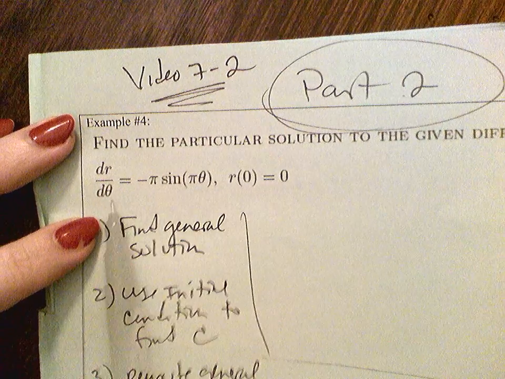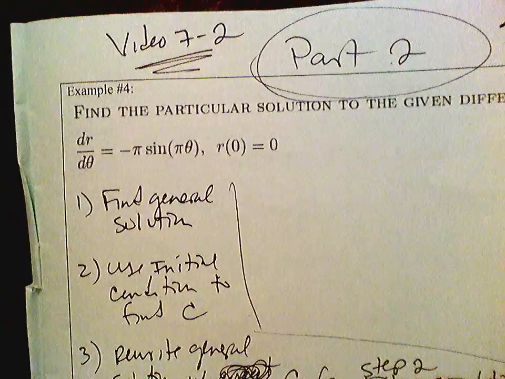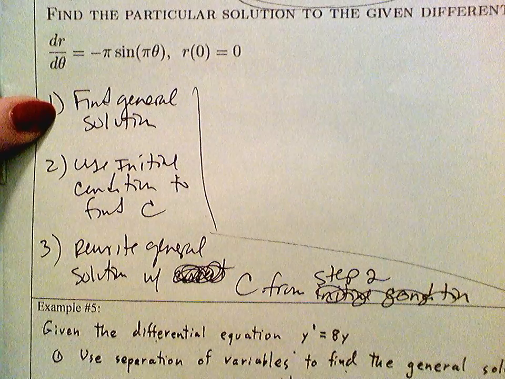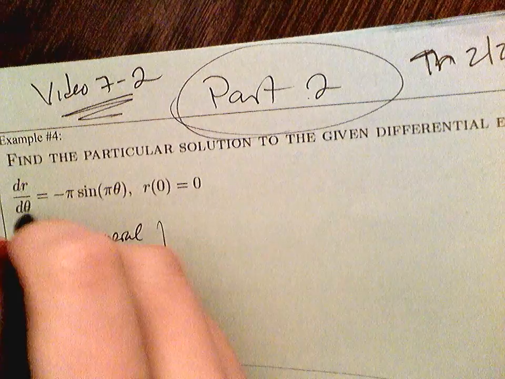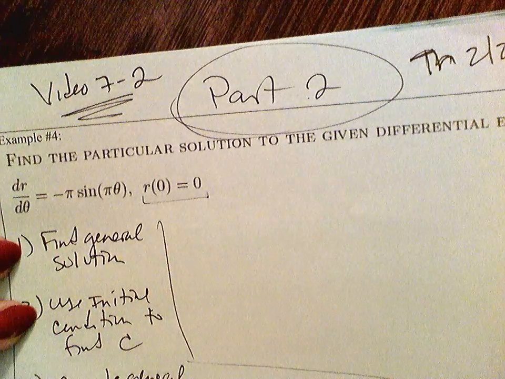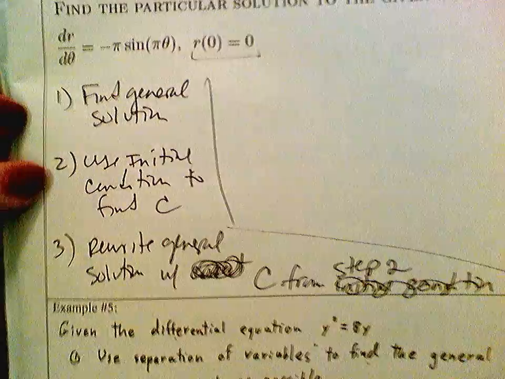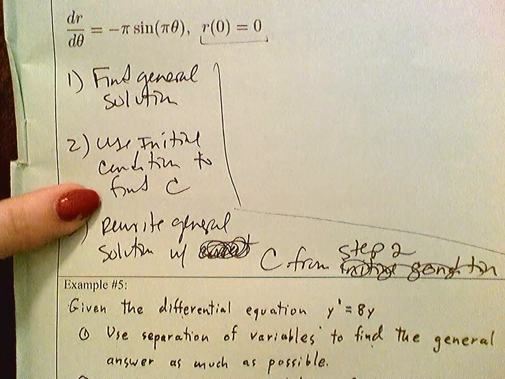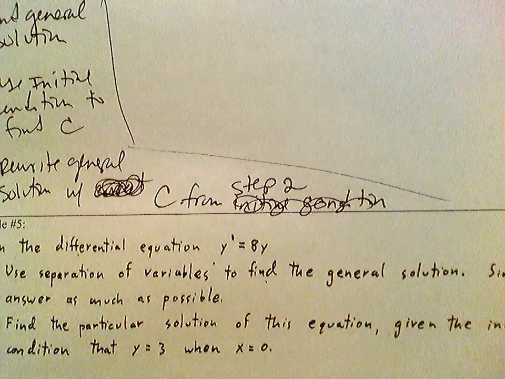So what we want to do is follow these steps. Please write these down and then we'll follow them. First, you find the general solution. That's with the plus C. Then you use what's called the initial condition. So this here is the equation. This is the initial condition because they're giving you a condition about this particular solution. So use the initial condition to find the correct C. And then rewrite the general solution with the C from step 2.